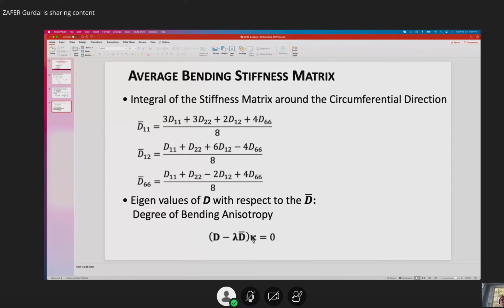Kappa, in this case, is never 0. Therefore, this is the definition of the matrix eigenvalue problem: the eigenvalues will give you the condition that actually makes this condition satisfied.